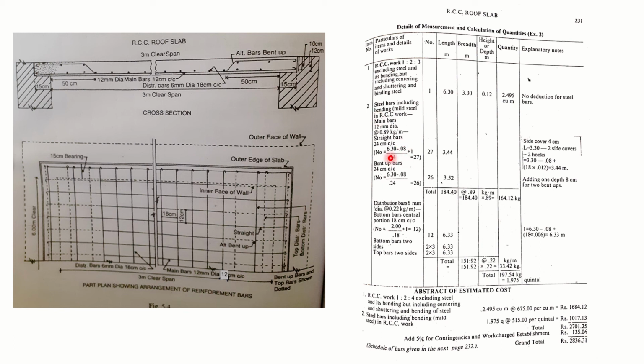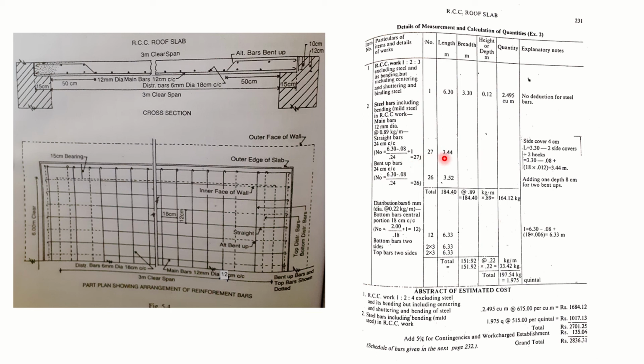And for the straight bars, since these are alternate, we can say that these are at a spacing of 24 centimeter center to center. Now let us calculate the total number of these straight bars. There will be one additional bar plus (6.3 minus the covers on both sides, that is 4 centimeter and 4 centimeter) divided by the spacing, that is 0.24, which gives the number as 27.